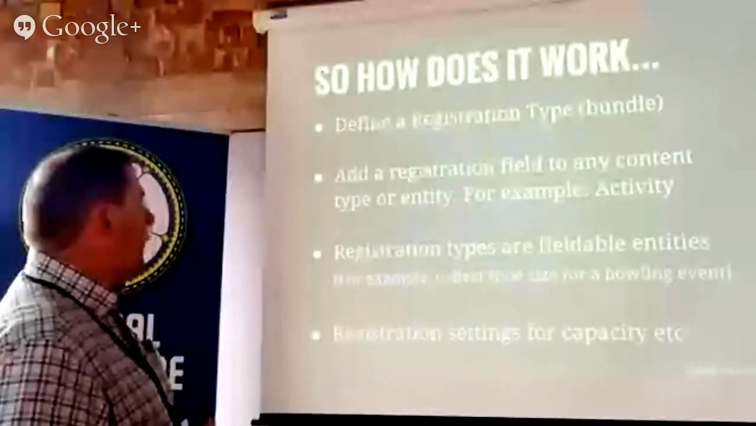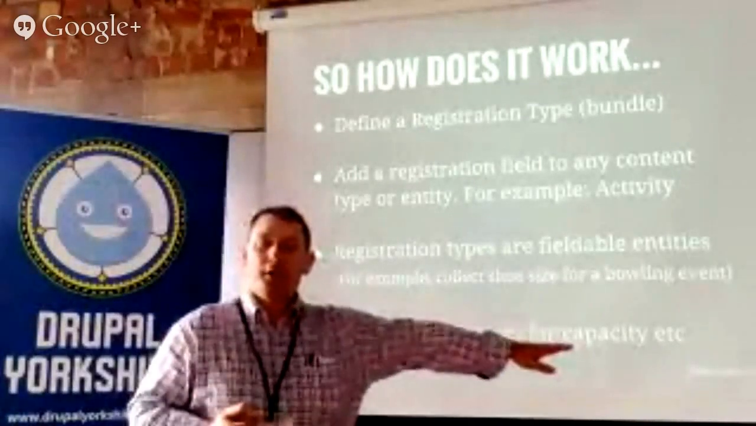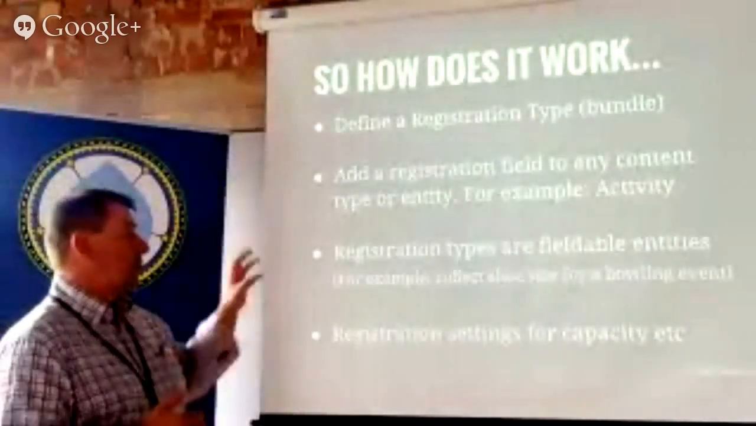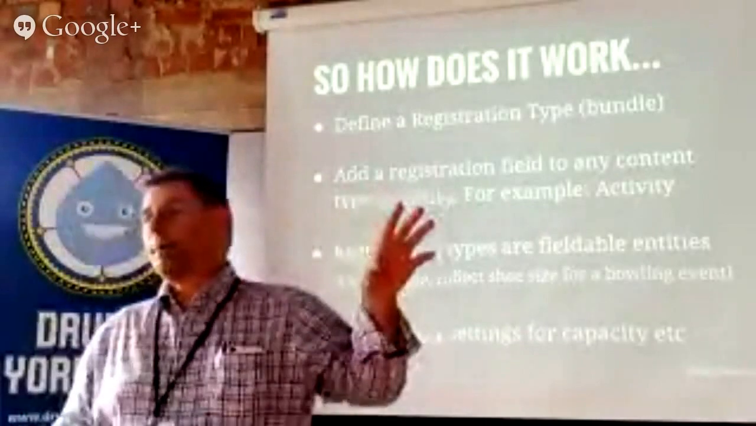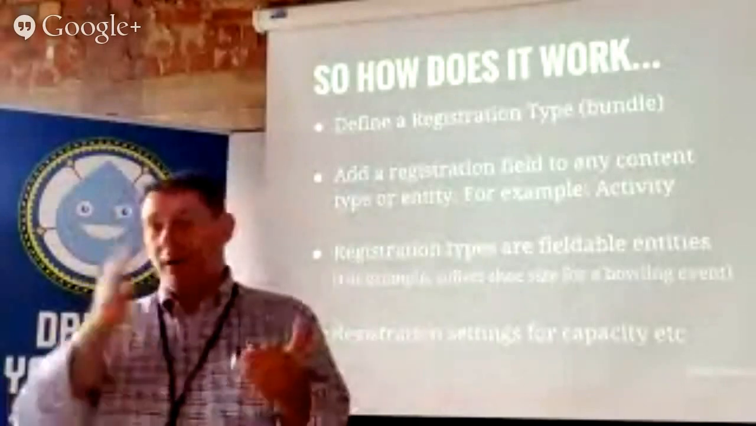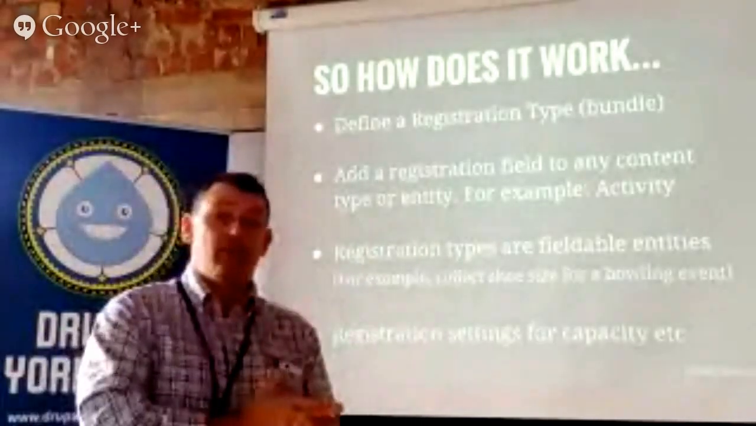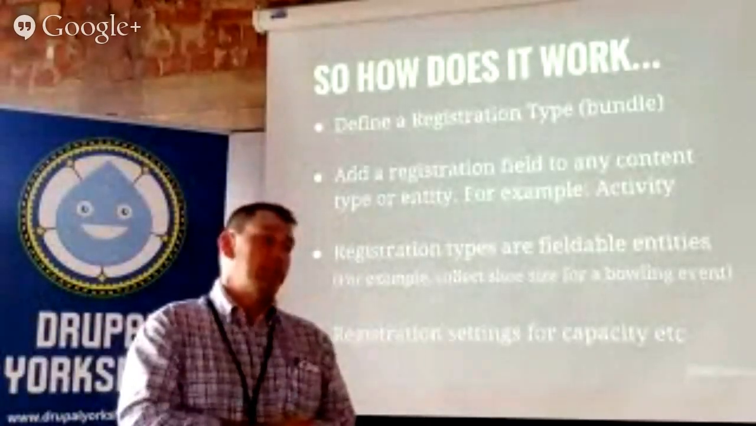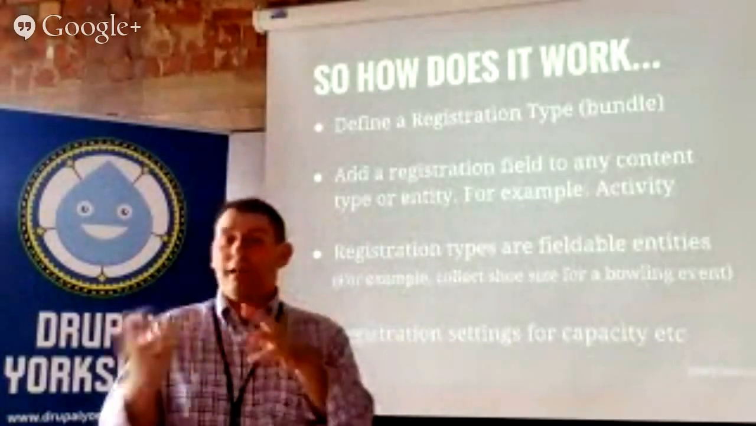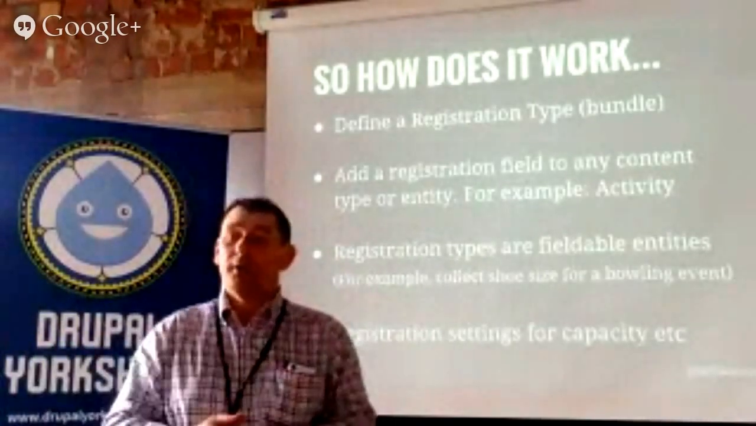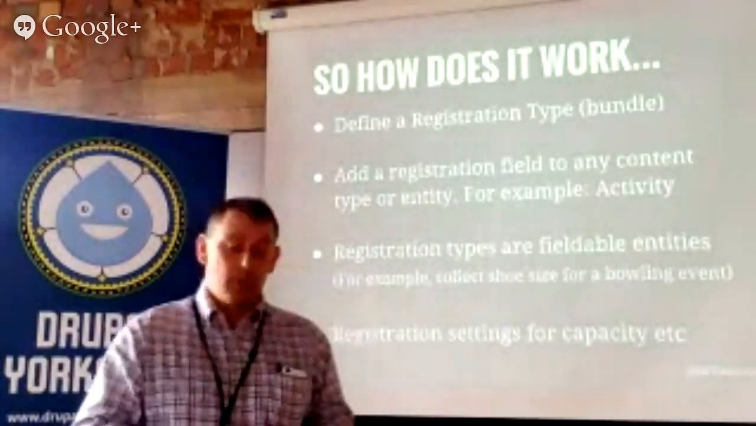Other values that you may need to attach to the content type would be the registration settings, or, for example, the capacity. We've got 30 seats for this event, for example. And the entity registration module will monitor your registrations, and if you get to a point where you've got 30 registrations, and that's your capacity, it'll then say, right, the event's now closed for registrations. Although there is an option with a sub-module to start a waiting list, if you want to do that. And the waiting list is quite clever, because if somebody cancels their registration, then somebody from the waiting list is promoted and is registered for the event.